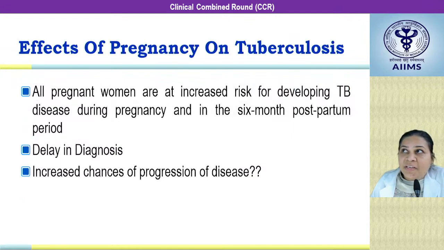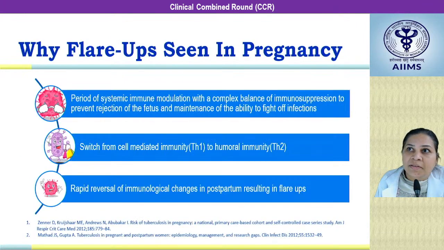Regarding the effect of pregnancy on tuberculosis, there is no conclusive evidence, but it has been said that probably pregnancy worsens tuberculosis, and all pregnant women are at increased risk for developing tuberculosis disease during pregnancy and in 6 months postpartum. It could be partly because there could be a delay in the diagnosis during pregnancy.